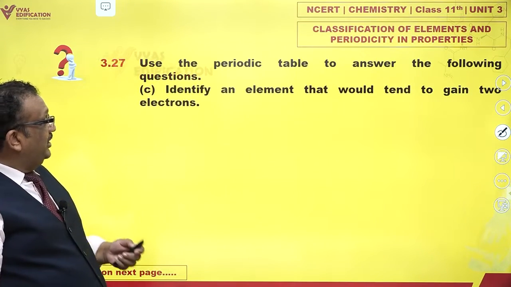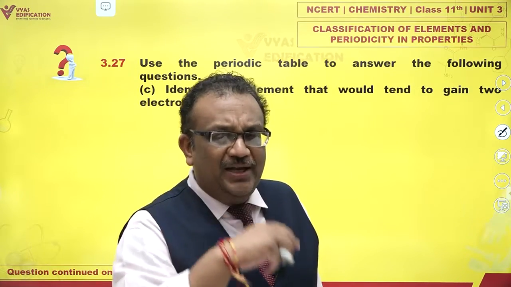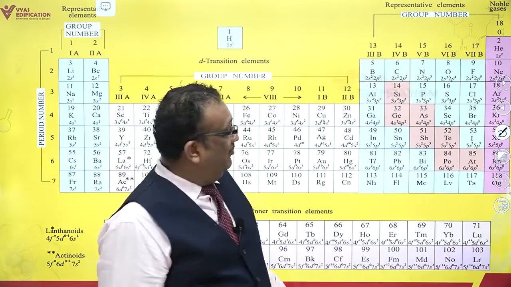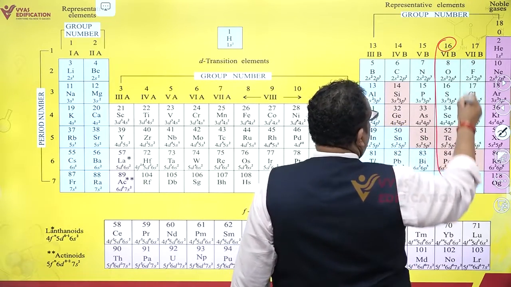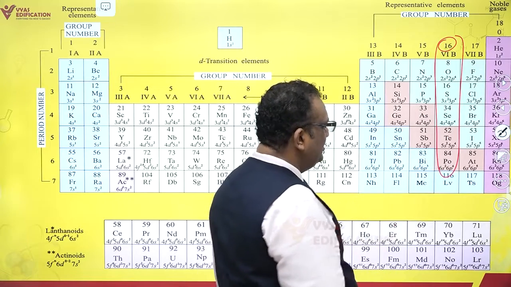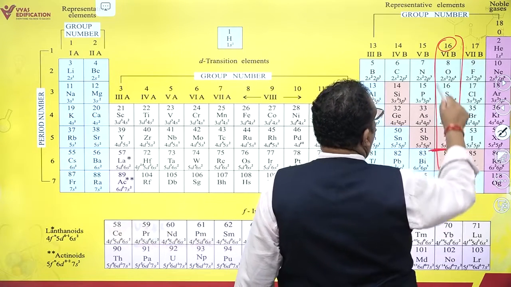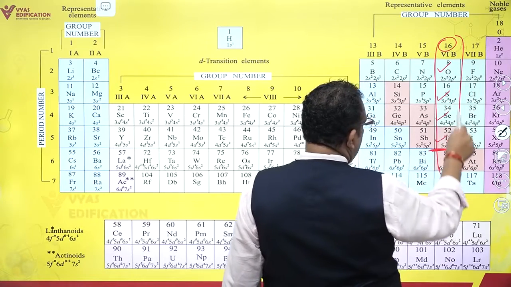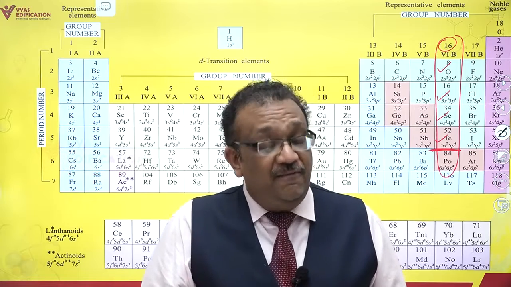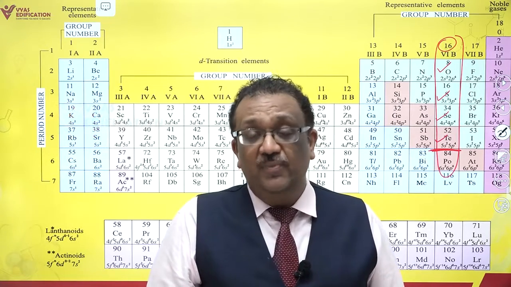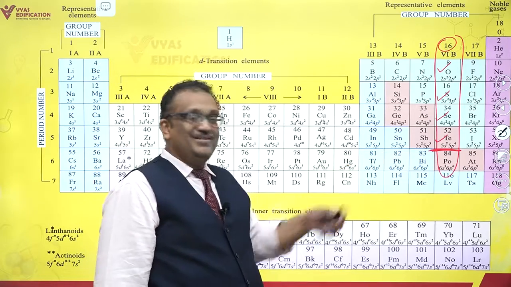Identify the element that would tend to gain 2 electrons. If by gaining 2 electrons they can acquire noble gas configuration, that would be lovely. And this means that we are talking about group 16. These are the elements. Skip polonium. Polonium being a metal, it can have its own issues. But oxygen, sulfur, selenium and tellurium, this is group 16, which contains nonmetals or metalloids, and these would very much love to gain 2 electrons like this.